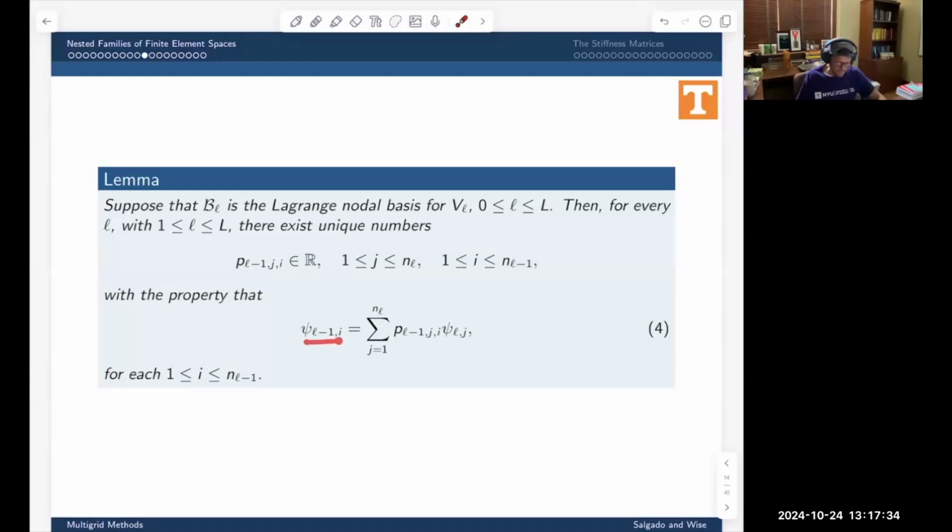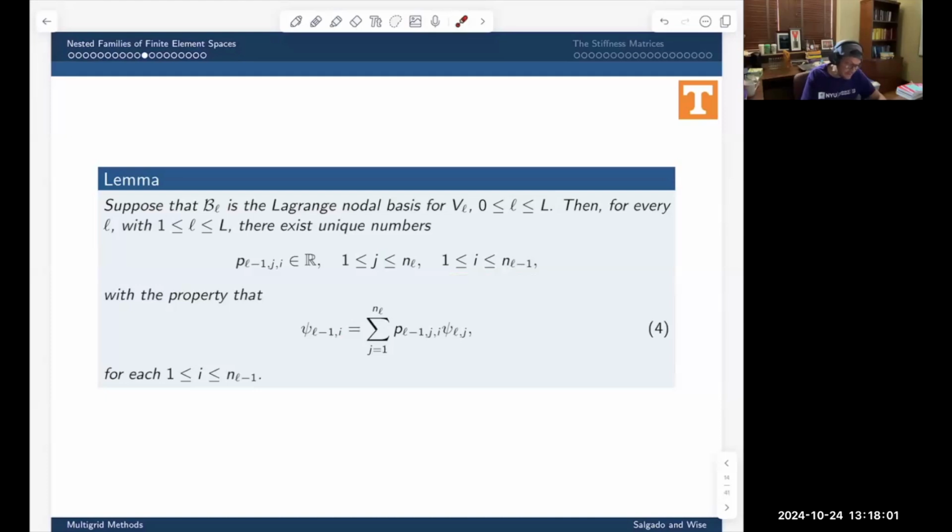Each coarse level Lagrange nodal basis element. So how do I know it's coarse level? It's L minus 1, relative to this fine level basis function at level L. And it's numbered i. How many are there in total? Well, i runs from 1 to N_{L-1}. That's how many elements there are in that coarse level basis.